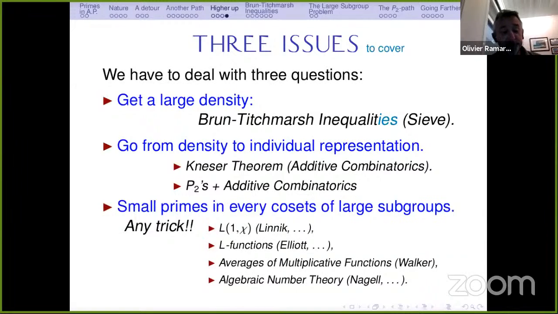I told you at the beginning, to prove that there is a prime which is a non-quadratic residue, you use the fact that all the integers are the product of all the primes. It's a combinatorial trick. To prove that there's a prime which is a quadratic residue, you use L(1, chi). We'll use some result on L-functions. Ale used some averages of multiplicative functions to prove a partial result. And there's some result from algebraic number theory. You'll see that this part is essentially wide open.